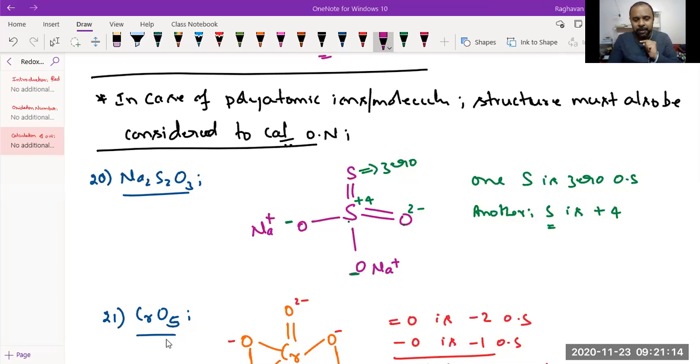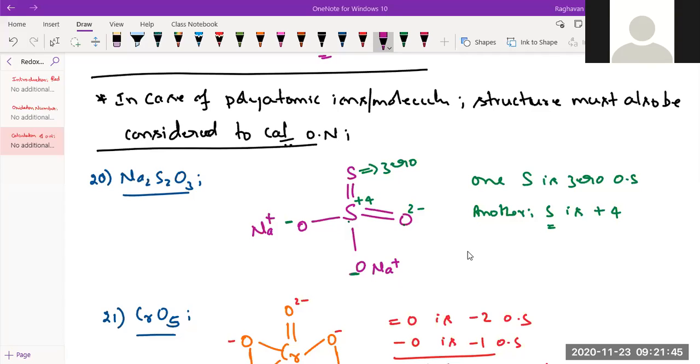See, for example here, CrO5, you can get to know that plus 10 cannot be the oxidation state for the reason that chromium, if you write the electronic configuration, will have only 6 electrons in the valence shell. Chromium can lose only 6 electrons, so the oxidation state can be maximum plus 6. So if you are calculating plus 10 for a chromium compound, then it would be wrong. So you should think that probably there is some difference in the structure.